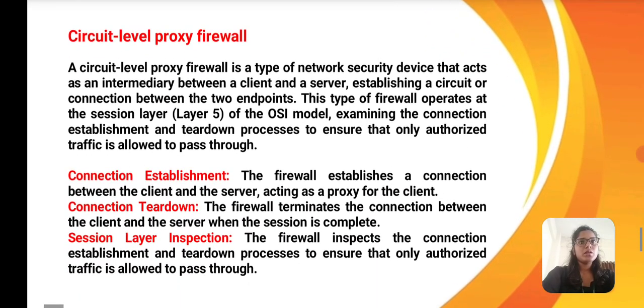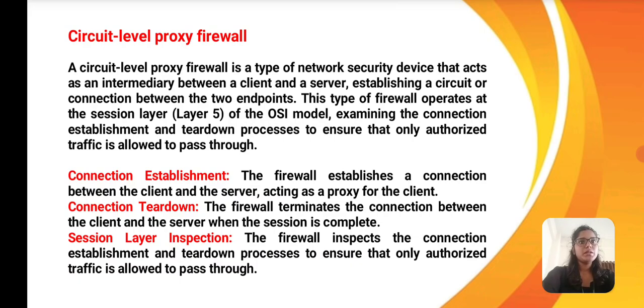And the last one, circuit level proxy firewall. A circuit level proxy firewall is a type of network security device that acts as an intermediary between client and server, establishing a circuit or connection between the two endpoints. These types of firewall operate at the session level, like the transport layer of the OSI model, examining the connection establishment and teardown process to ensure that only authorized traffic is allowed to pass through.